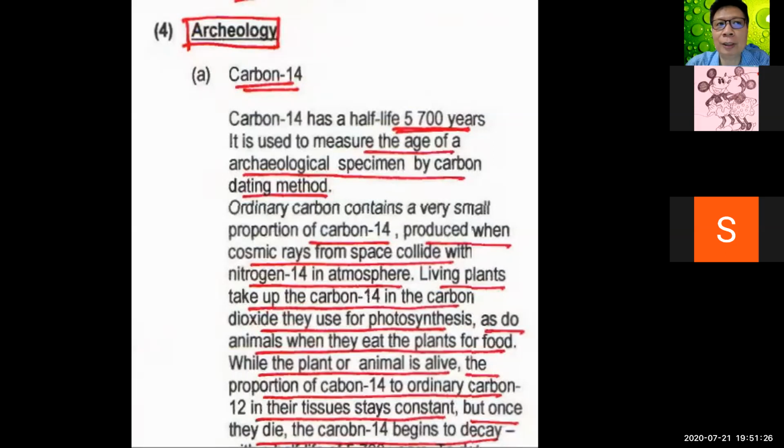What happens after we die? When we die, we never eat food anymore. So this carbon 14 will start to decay in our body. It starts to decay, so it gets smaller and lesser, the carbon 14.